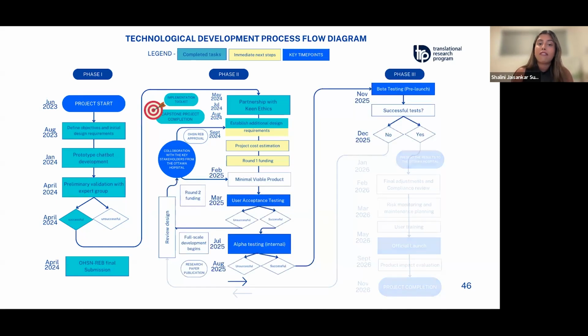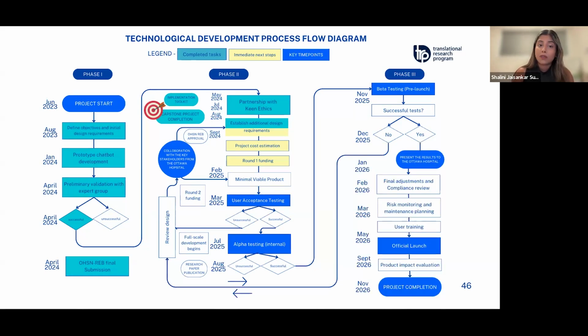Following that, we aim to have a minimal viable product ready for user acceptance testing. We will then conduct internal and pre-launch testing. Following successful test outcomes, we plan to present the results to THOI stakeholders, make final adjustments, develop risk management and ongoing monitoring plans, and launch the product by May 2026. The project closure is expected around the end of 2026.